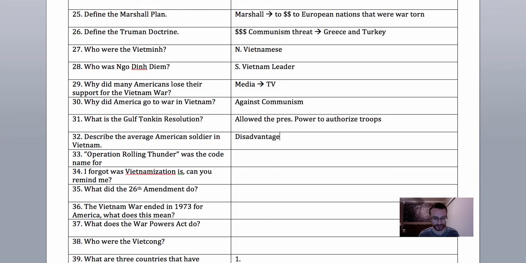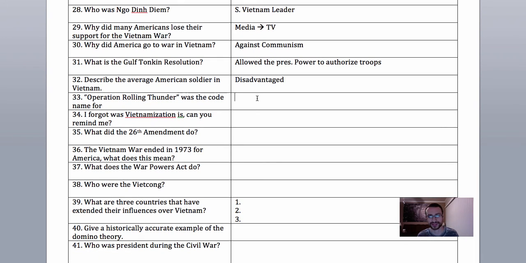Operation Rolling Thunder was a code name for what? American bombing over North Vietnam right after North Vietnam attacked two destroyers in the Gulf of Tonkin.